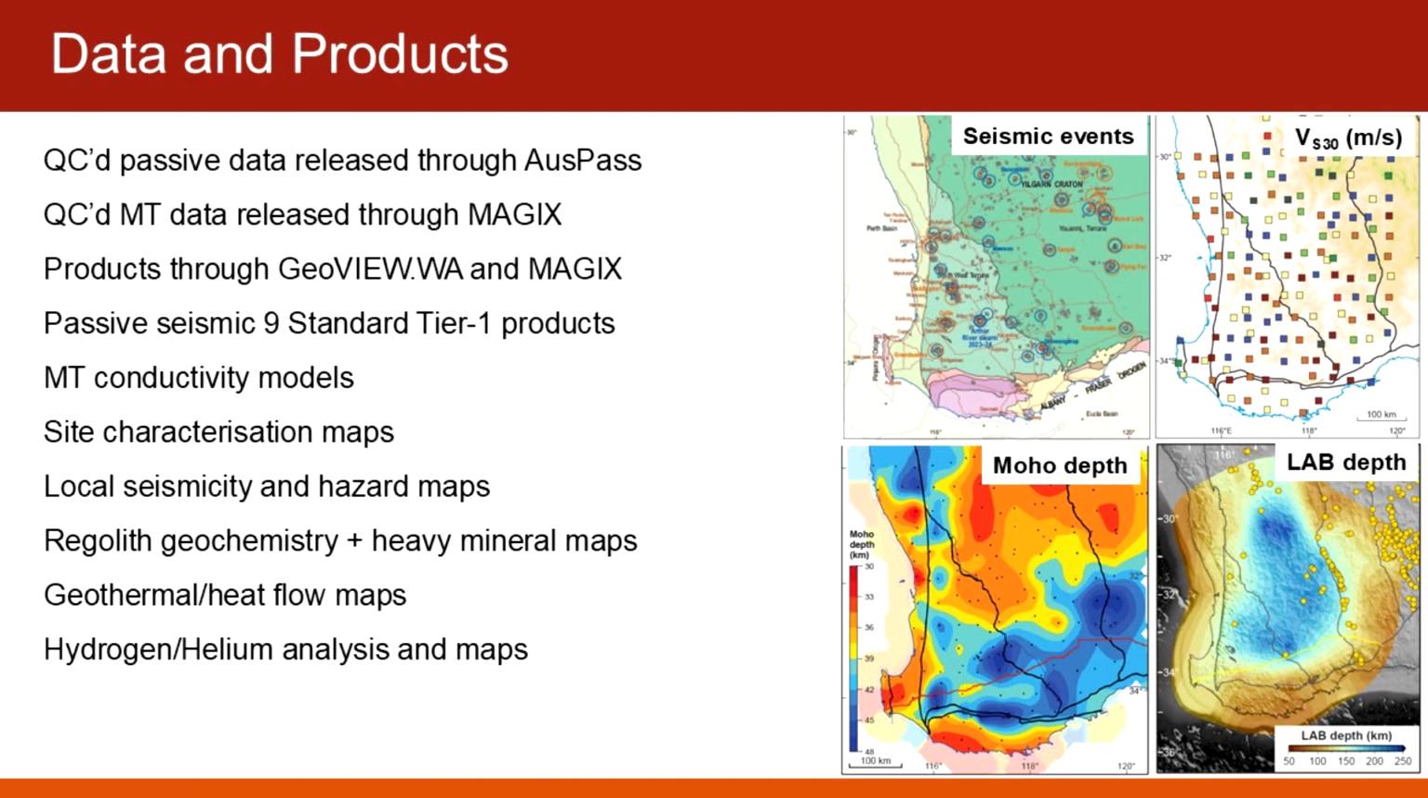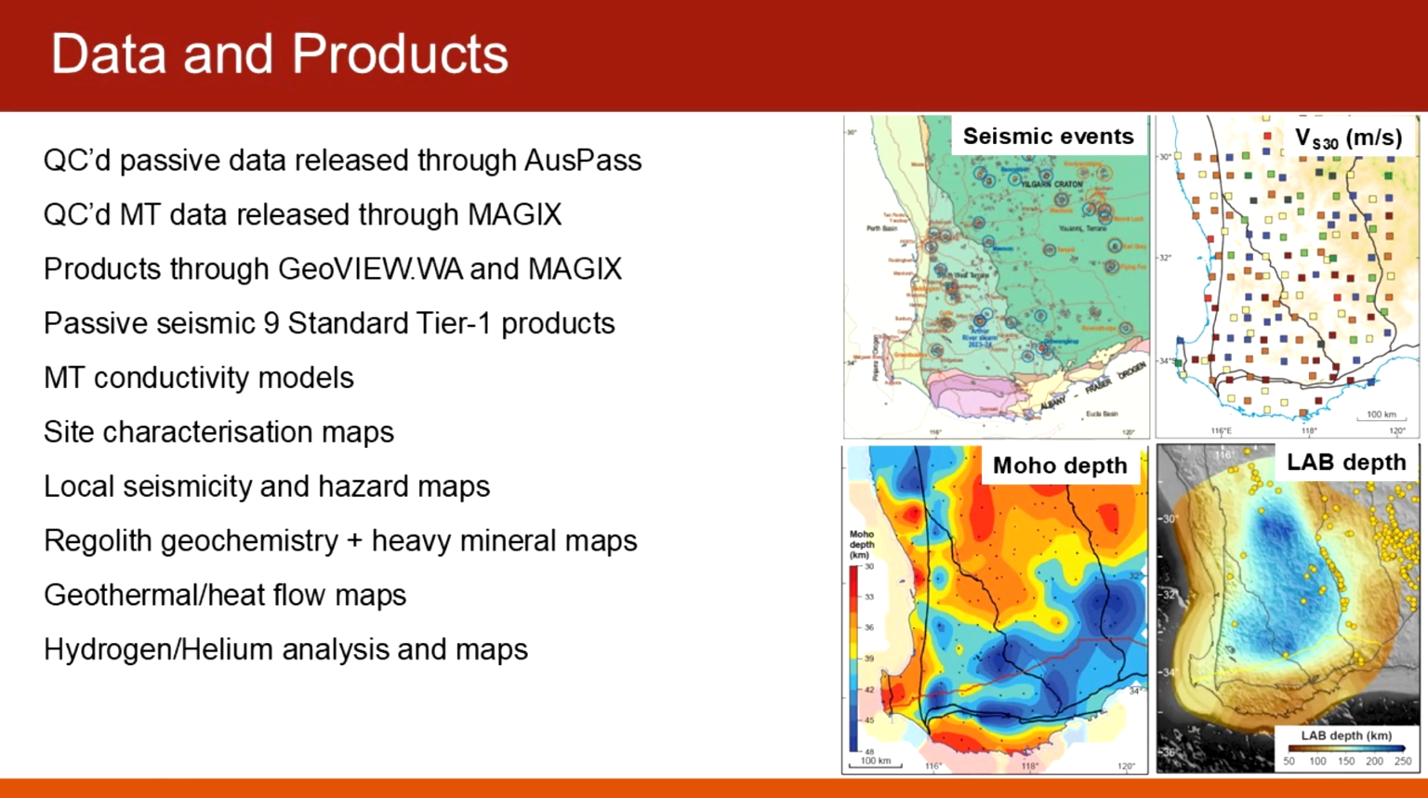So in terms of data and products, the passive seismic data, once it's been QC'd and collated and we're all very good with it, that data is released through the AusPass portal. The MT data is released through Magix because it's a lot smaller than the passive seismic data. But all of the products that we produce will be pushed through GeoView and be available in Magix as well.